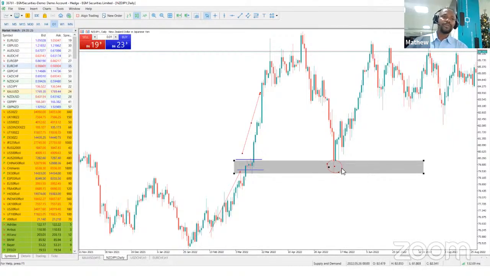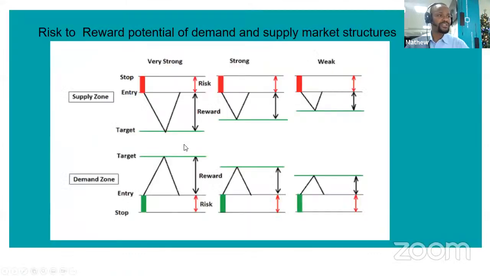Okay, so I was talking about the probability and the risk reward. Let me go back to the presentation, where I talked about the risk to reward potential of demand and supply zones.